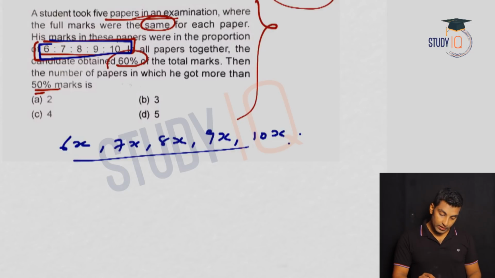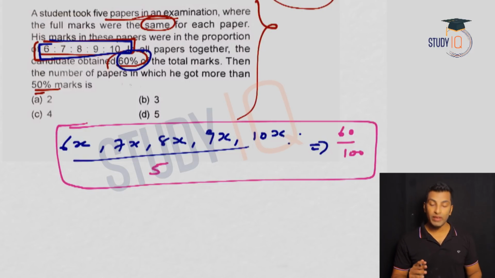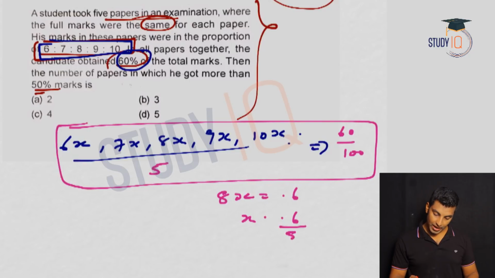Now what is given? The candidate obtained 60% of the total mark. So the average is actually given as 60, right? You can write it as the sum divided by 5, since there are 5 subjects, which is equal to 60 by 100. Since this is given in percentage, we need to write 60 by 100. I hope this is clear for all of you. Now from this it is very easy to find x. So 8x is equal to 0.6, so x is equal to 0.6 by 8, which is equal to 0.075.